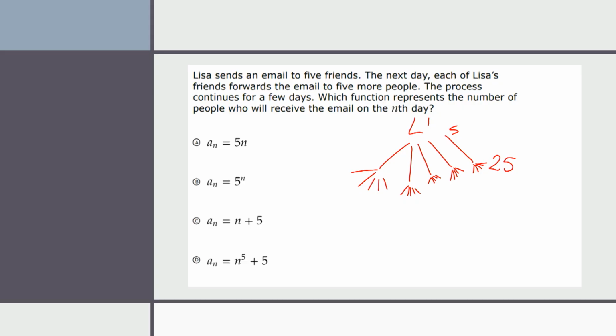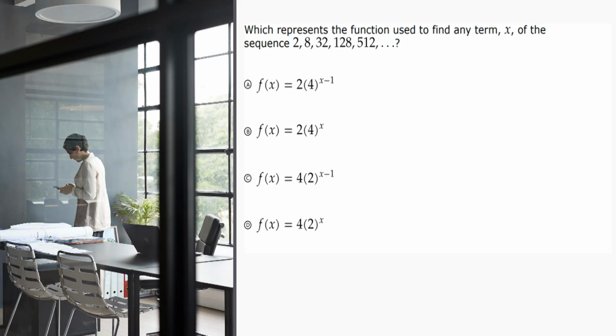What am I doing each time? I'm taking that 5 and going up each time. So if this is the first sent, 5 to the first is 5. If this is the second time it's sent, 5 squared is 25. So if I did 5 to the third, 5 to the fourth, every time it is sent to more friends, I would say that my only option for this function would be a sub n equals 5 to the nth. Good job. Let's look at the next one.